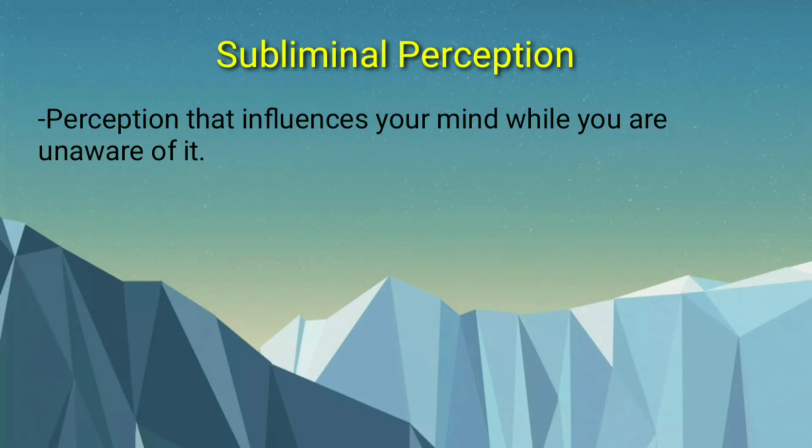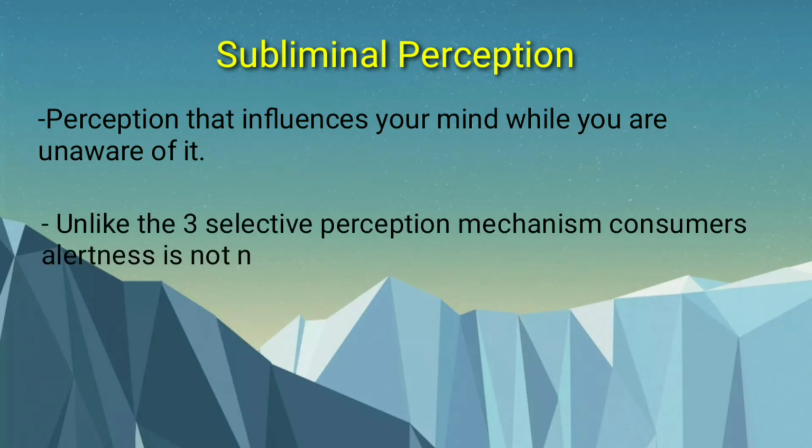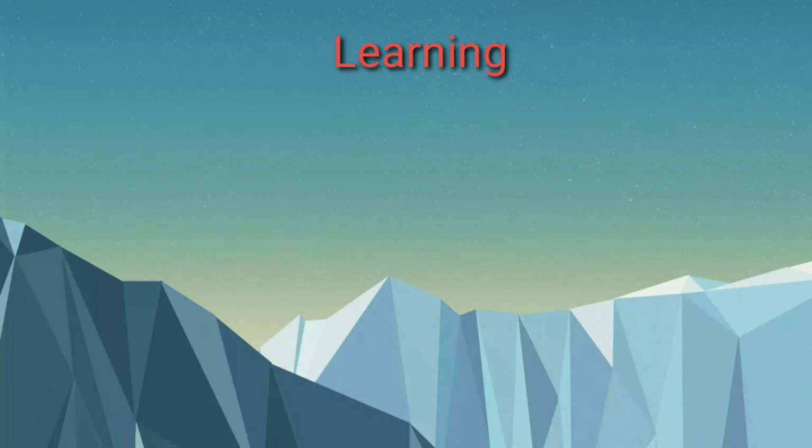While in selective attention, selective distortion, and selective retention, your awareness of mind is very important. But in subliminal perception, even if you are unaware, perception can be created. So, as I have said, unlike the three selective perception mechanisms, consumers' alertness is not needed in subliminal perception. So the next psychological process that I am going to discuss is learning.